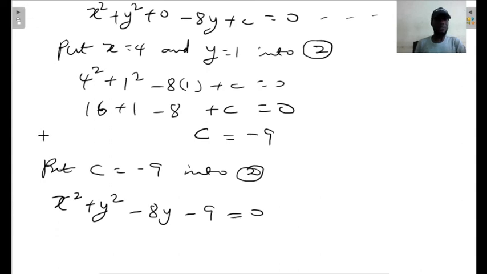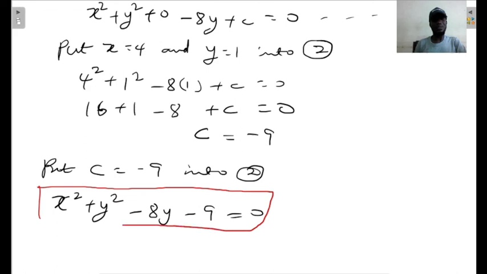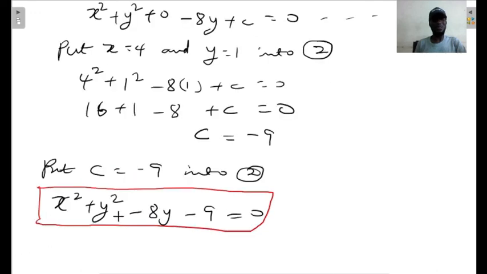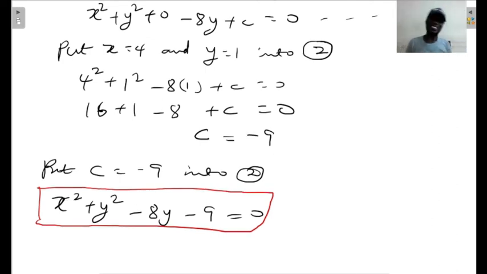And this is the equation of the circle we are looking for, and that is the same as this. x squared plus y squared minus 8y minus 9 equals 0. That is the same thing we got here. Alright. This has been a very long one, a tough one.